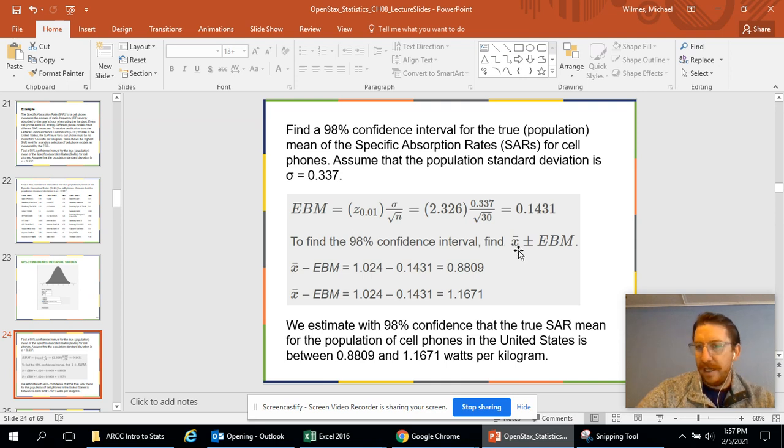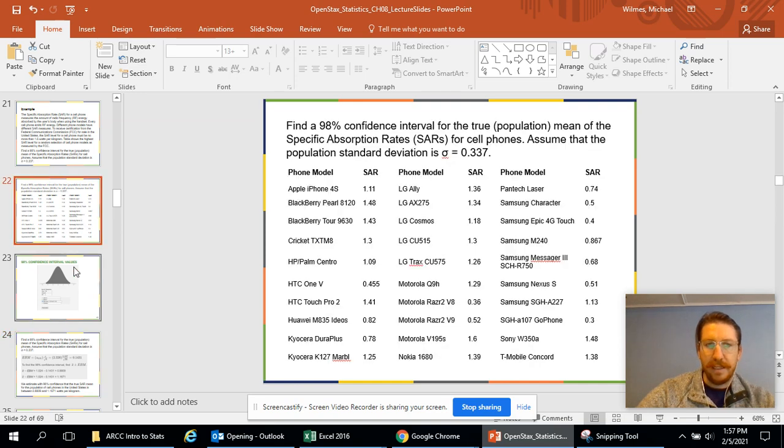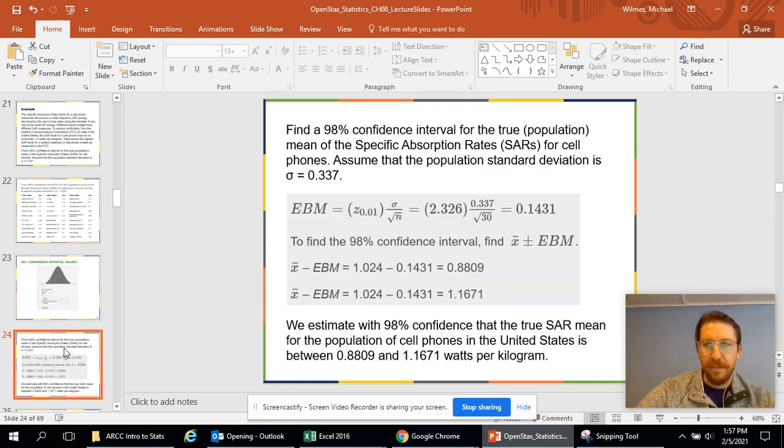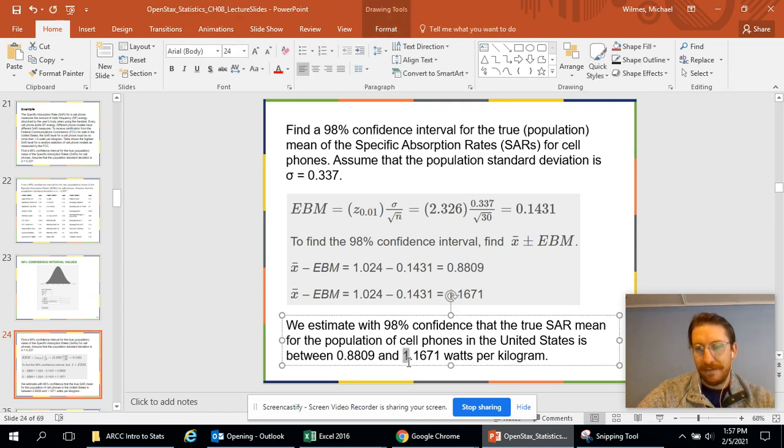Then we take that and we just add that and subtract it to the average. The average for this, if you go into this data and calculate the average, you get 1.024. So we take 1.024, we subtract the EBM, we add the EBM, and we get our range of values. So 98% of the averages, when we grab a sample, will land between 0.88 and 1.167. So we have a 98% confidence that the true SAR mean for the population of cell phones in the US is somewhere between 0.88 and 1.167.